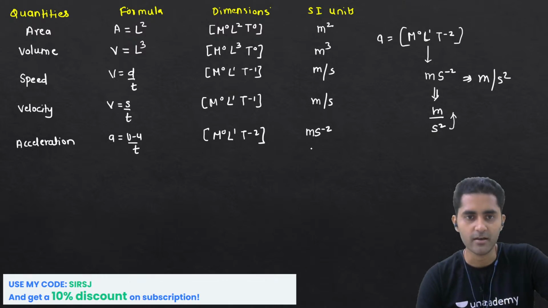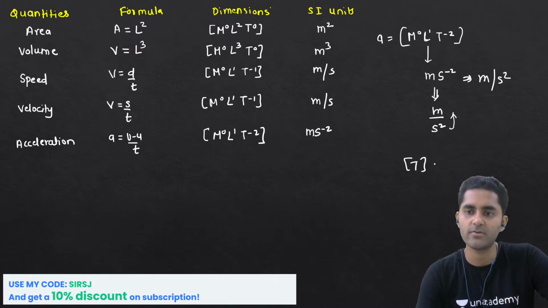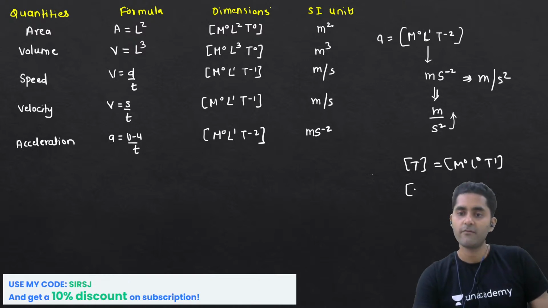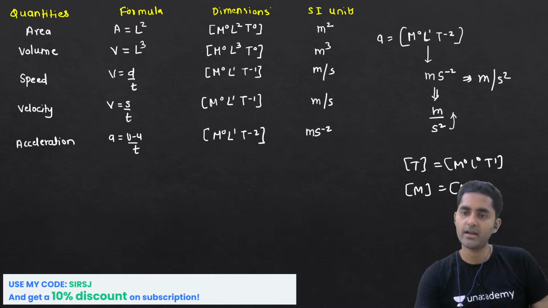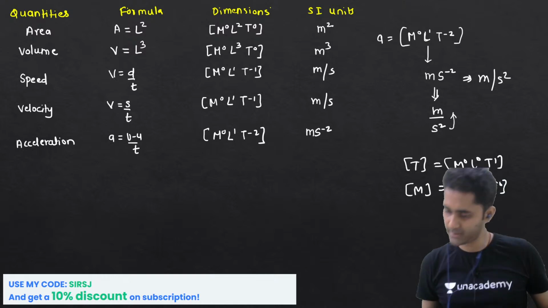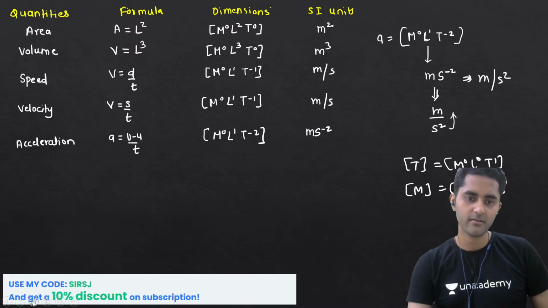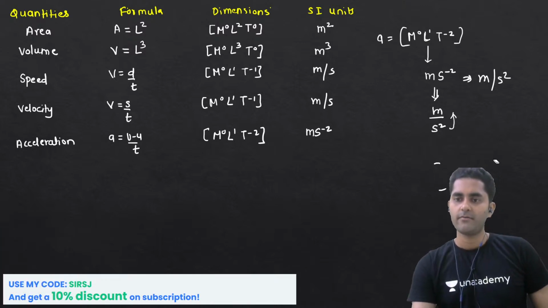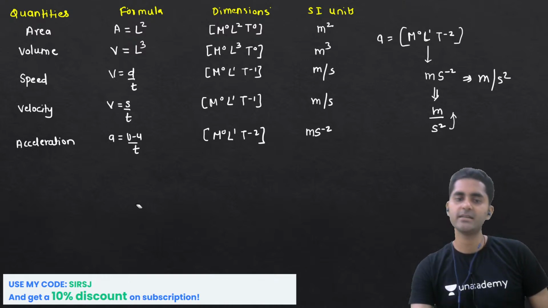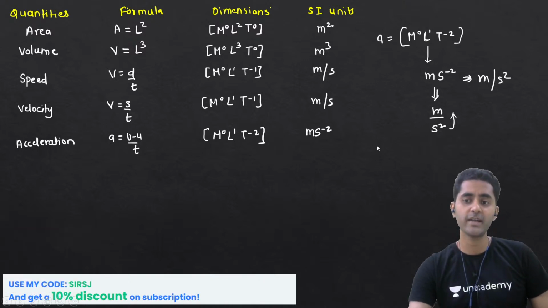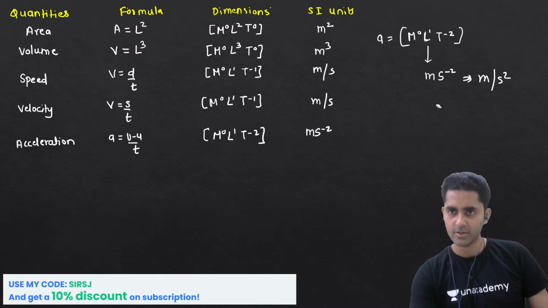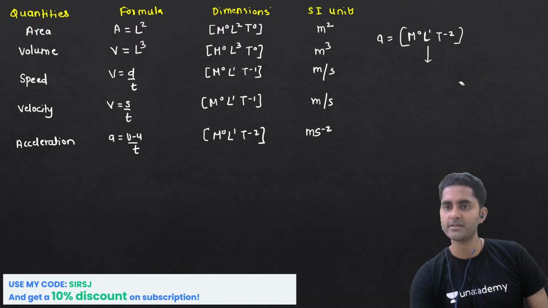Time and mass are not there. For time, you can just write M0, L0, T1 simply, because time is time power 1. For mass, dimensions are simple, M1, L0, T0, right? That is simple, don't need to discuss that, it's quite easy. So by using dimensions you can get the unit also. Okay, so meter second minus 2 is nothing but meter per second square.